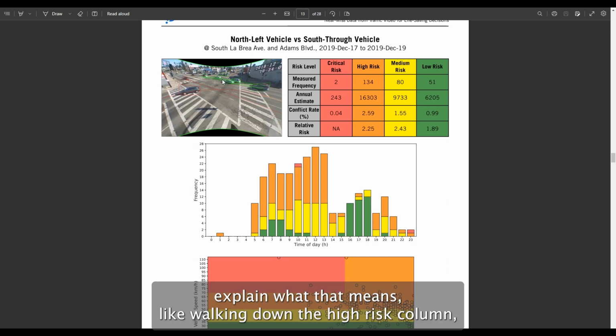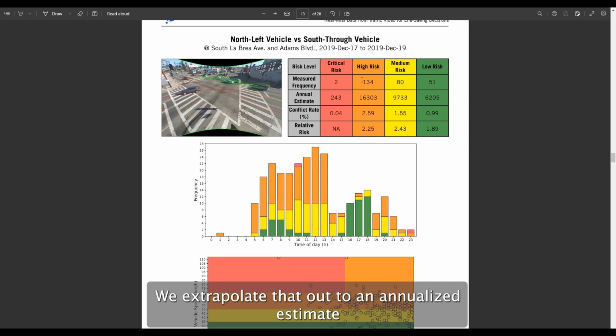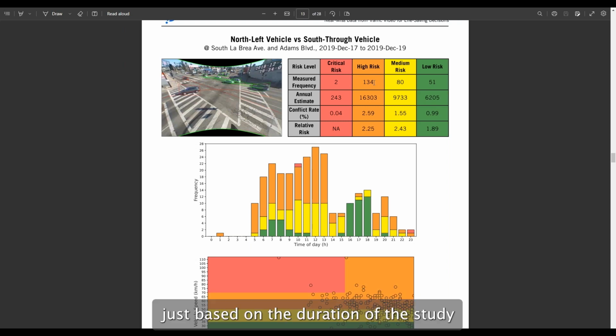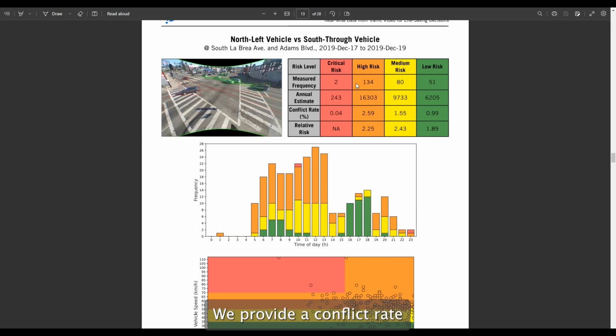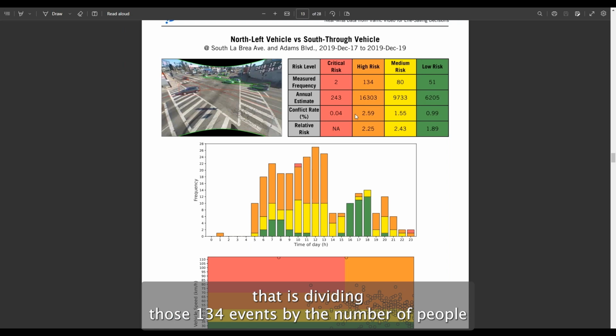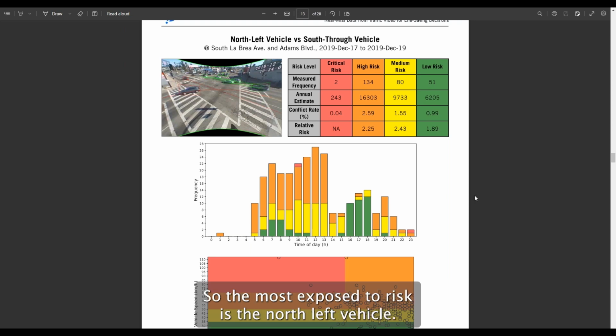And just to explain what that means, walking down the high risk column, there were 134 measured high risk near misses. We extrapolate that out to an annualized estimate just based on the duration of the study and compared to the number of hours in the year. We provide a conflict rate that is dividing those 134 events by the number of people who made the movement most exposed to risk in that configuration. So the most exposed to risk is the north left vehicle.